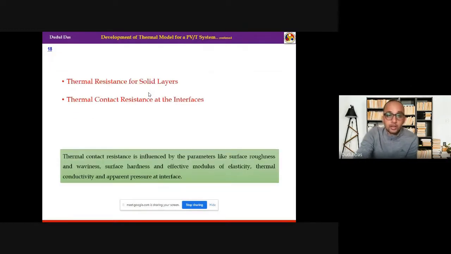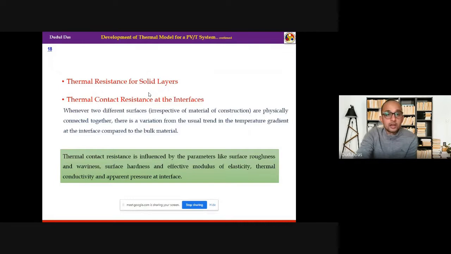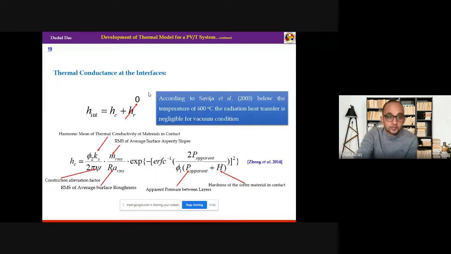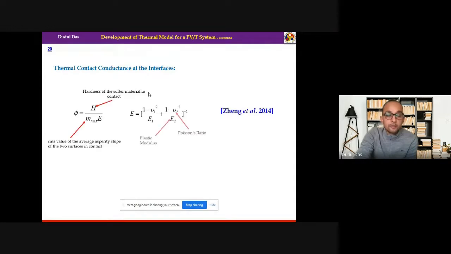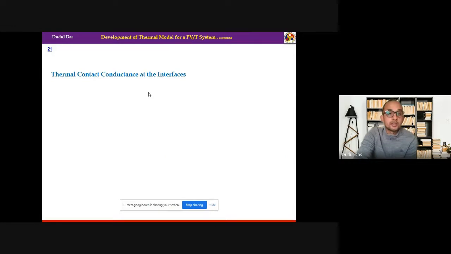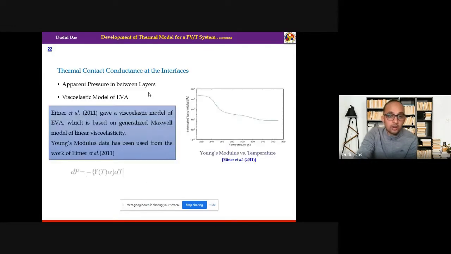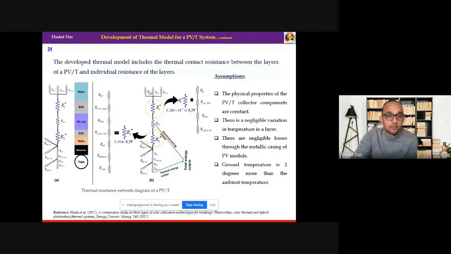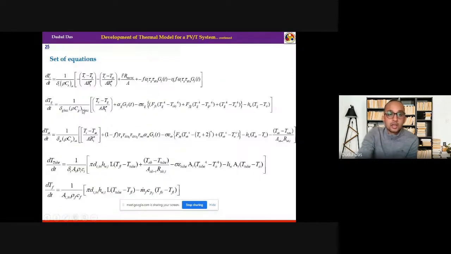Then we calculated different parameters like conductances, thermal conductance, and apparent pressure, asperity ratio, roughness of the surfaces. And then we finally developed a set of equations. This is the resistance network diagram. What are different resistances that exist between different layers? And we came up with this set of equations.